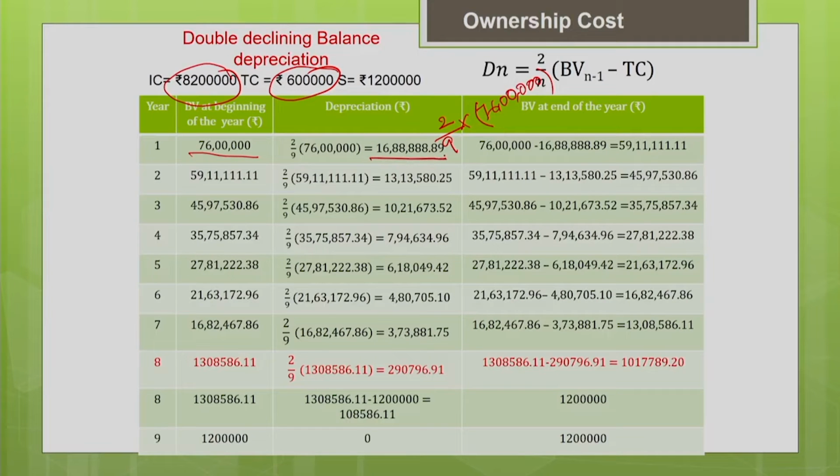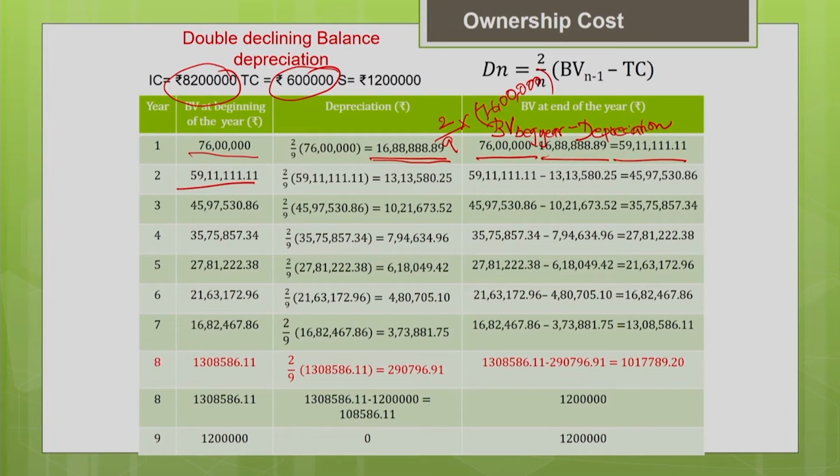Once the depreciation is estimated, what is the book value at the end of the year? It is nothing but the book value at the beginning of the year minus the depreciation. The book value at the beginning of the year is 76 lakh and the depreciation is 16 lakh 88,888. When you subtract both, you will get the book value at the end of the year. This is how we estimate. Now, the book value at the end of the year will become the book value at the beginning of the next year. So, the book value at the beginning of the next year is 59 lakh 11,111.11.